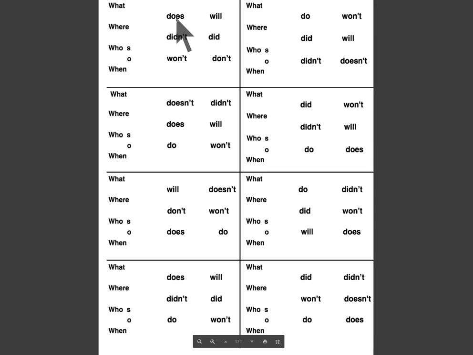Does he plan to go? The students say he plans to go. Didn't he plan to go? He didn't plan to go. Won't he plan to go? He won't plan to go. Will he plan to go? He will plan to go. Did he plan to go? He planned to go. Don't you plan to go? I don't plan to go.